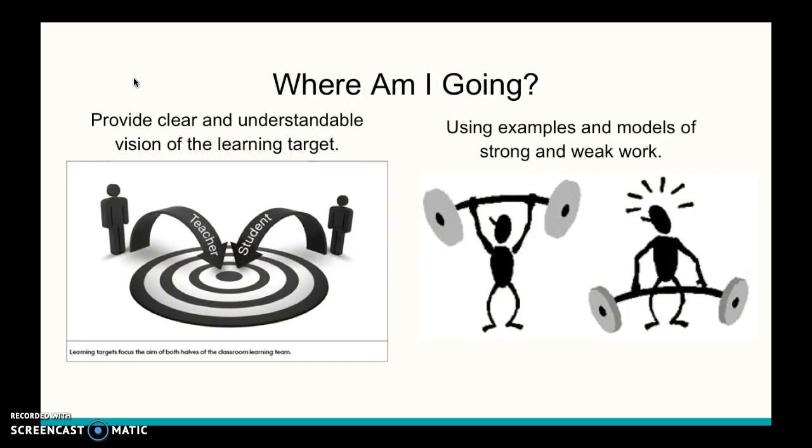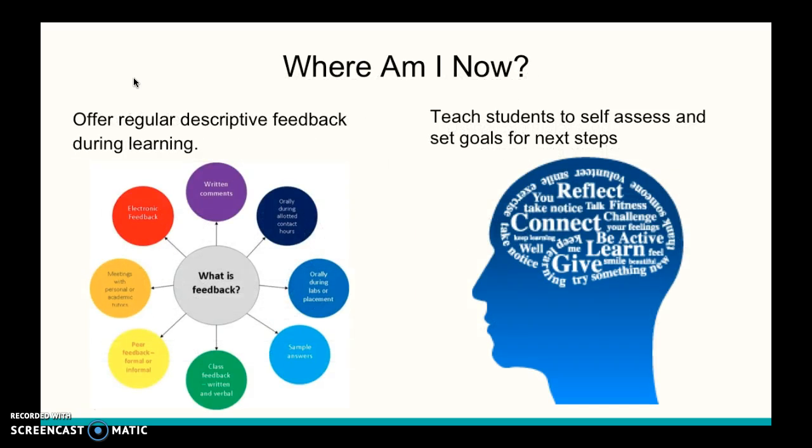So the first section, where am I going, asks teachers to provide a clear and understandable vision of the learning target and use examples of models of strong and weak work. We want to focus on the strong pieces so students understand expectations and the learning target.